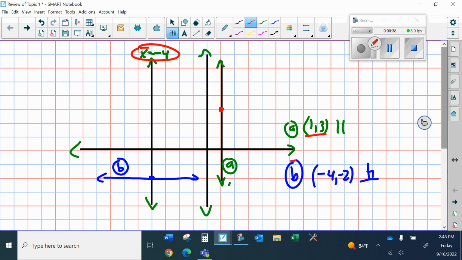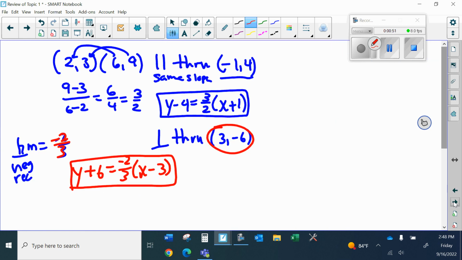And B would say, now through the point negative 4, negative 2, which is right here, draw a perpendicular to it. So obviously that's horizontal. All horizontal are perpendicular to vertical. That's simple. All right, next piece.